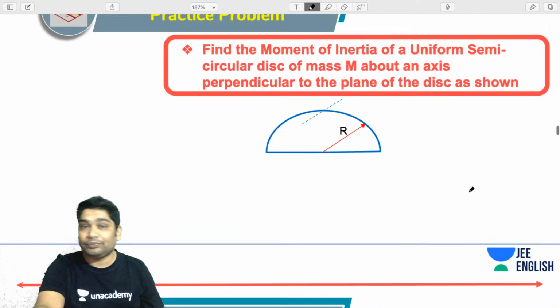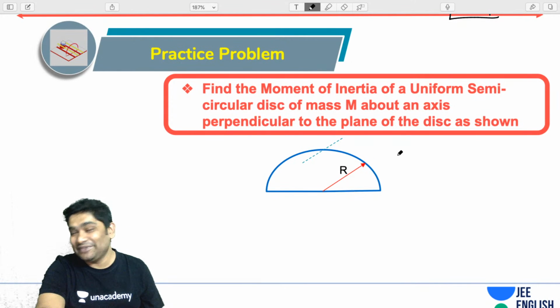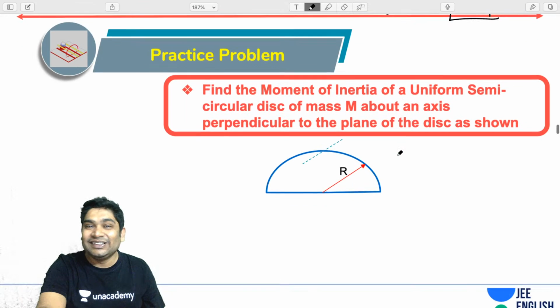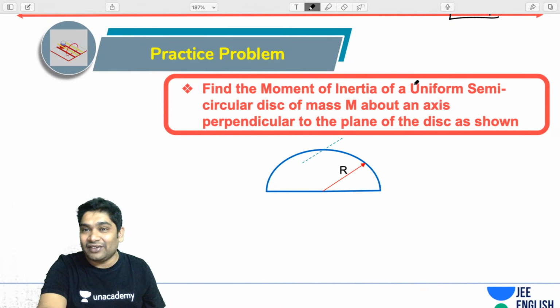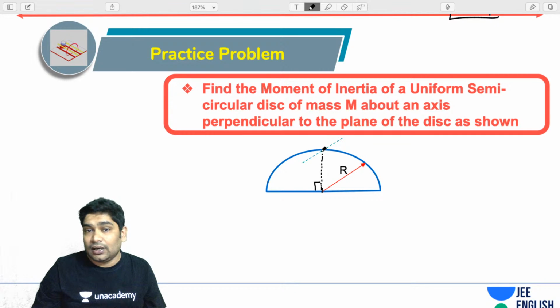Okay. All right. Another problem where I've seen students go wrong, make a very common mistake. So try this. You have to find the moment of inertia of a uniform semicircular disk about an axis perpendicular to the plane of the disk as shown. So it is perpendicular to the plane and it is passing through this point. This point is right above the center at a distance r again. And you have to find the moment of inertia about this axis.